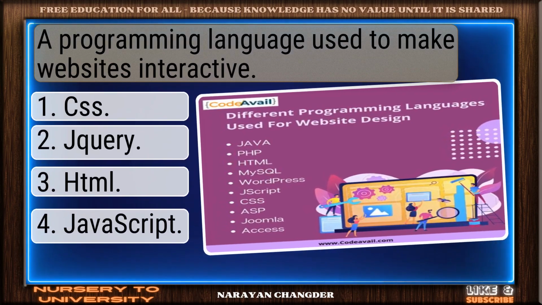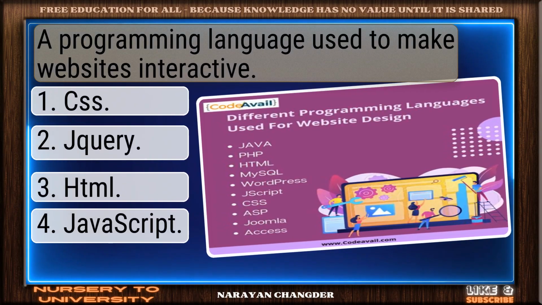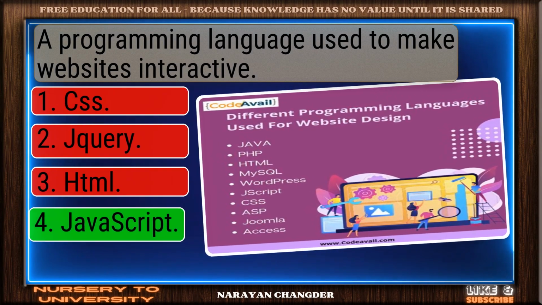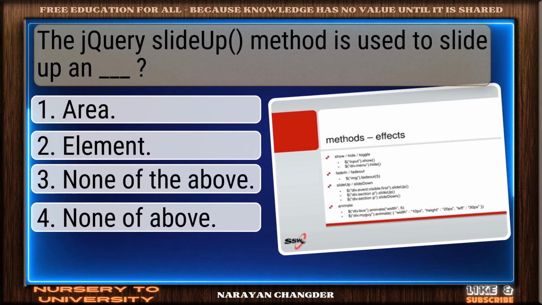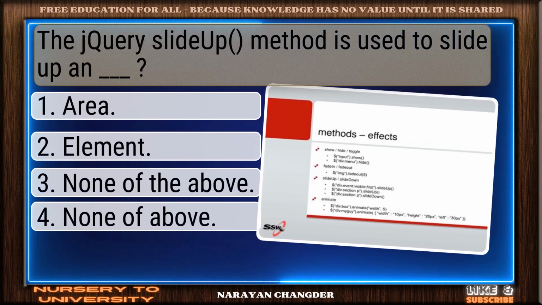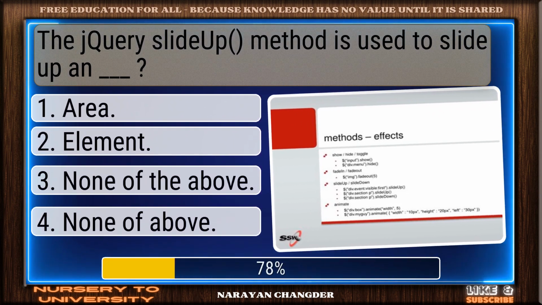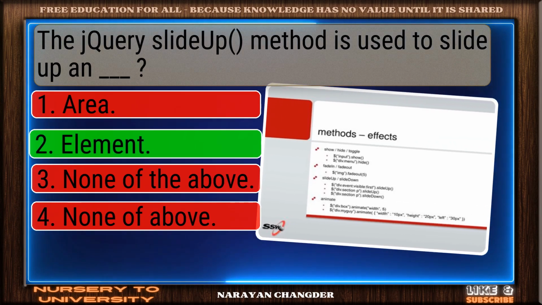Question number 19. A programming language used to make websites interactive. Great job. JavaScript is the accurate answer. Question number 20. The jQuery slideUp method is used to slide up a dash. You got it. Your choice, element, is right.